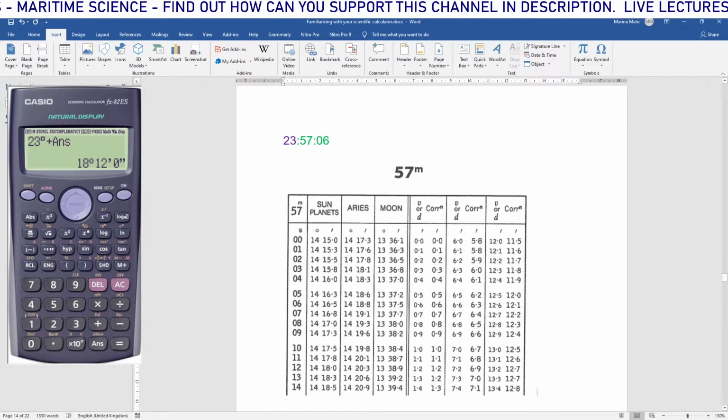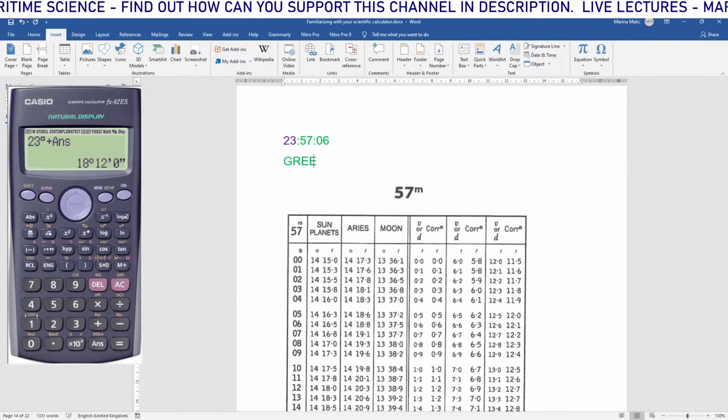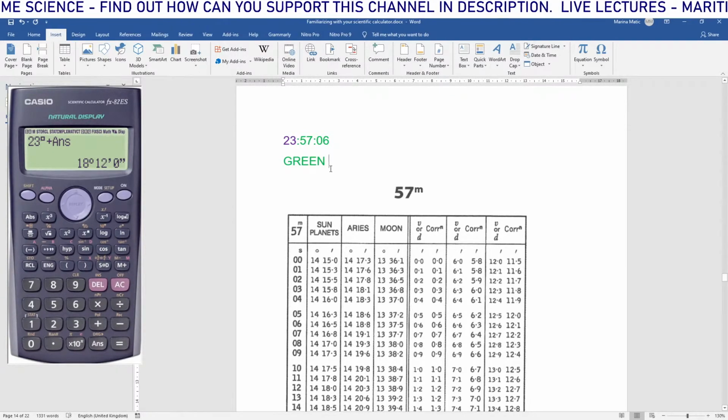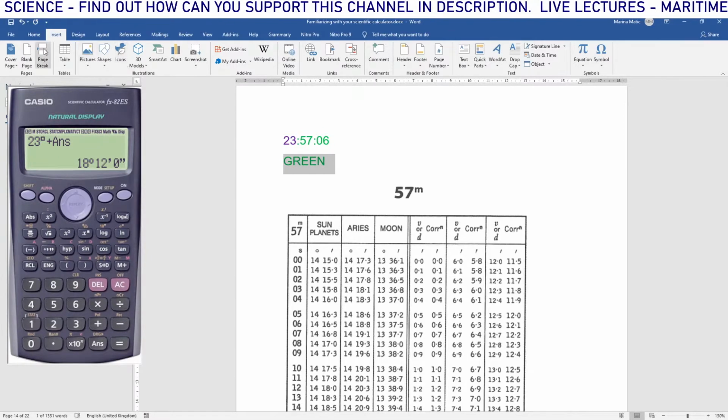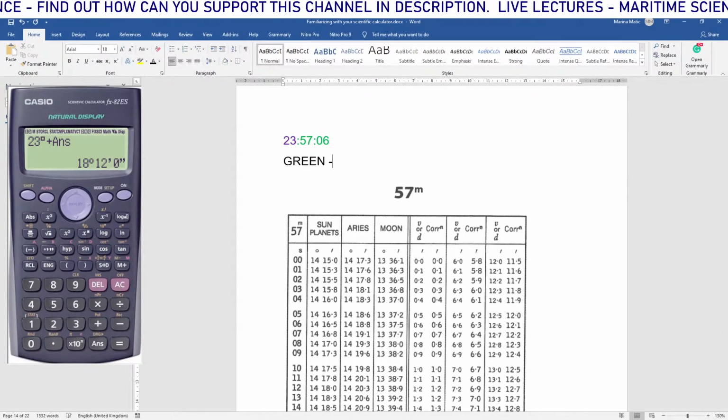Okay, we are back in the Word file. So, the green. I don't want you green. I need you to be black. Later on, I will fix the color.